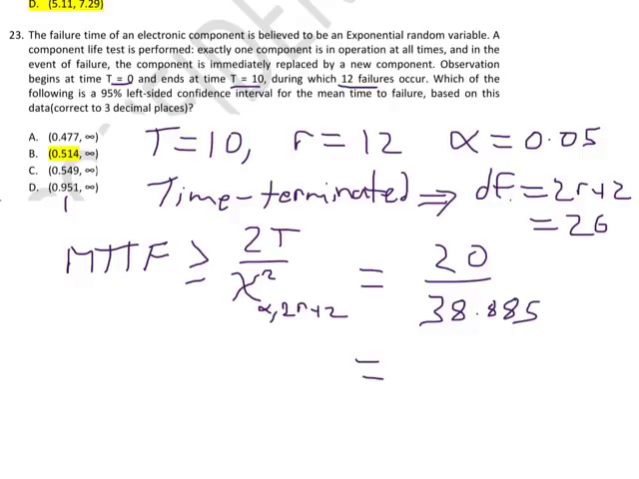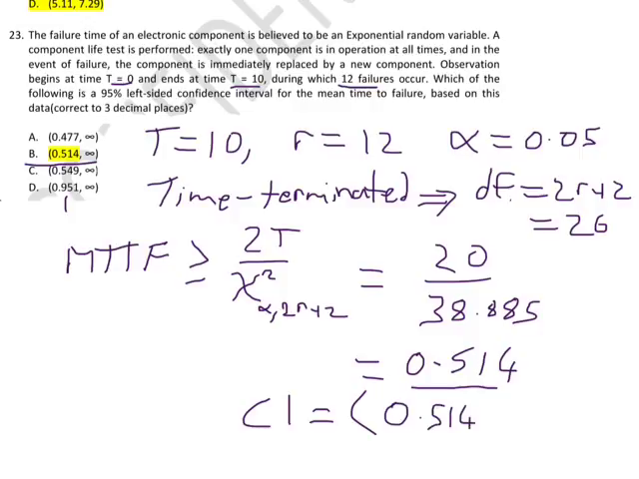And so this is going to be our critical value. 20 divided by 38.885 gives us 0.514, and that is the answer that we were looking for. Well, not quite the answer. That's the left side of the answer we're looking for. So the actual confidence interval, if you had to write it out, is, well, you're given the answer there, so it's obvious, but the left side is 0.514, and it's going to go all the way to infinity.